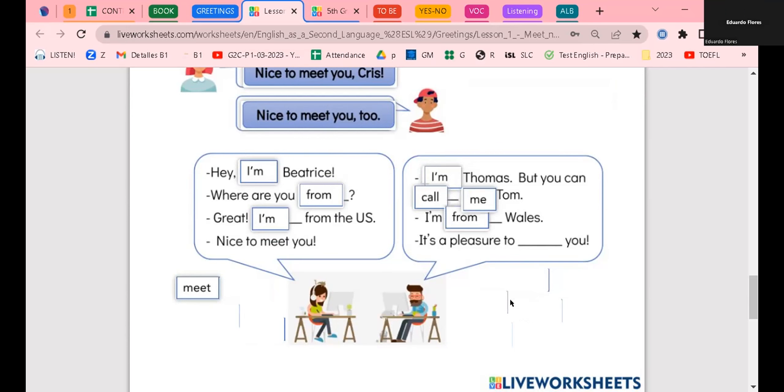I'm from Wales. It's a pleasure to meet you. Okay. Un placer conocerte. Veamos. Okay, I'm Beatrice. Where are you from? Great. I'm from the US. Nice to meet you. I'm Thomas, but you can call me Tom. I'm from Wales. It's a pleasure to meet you.